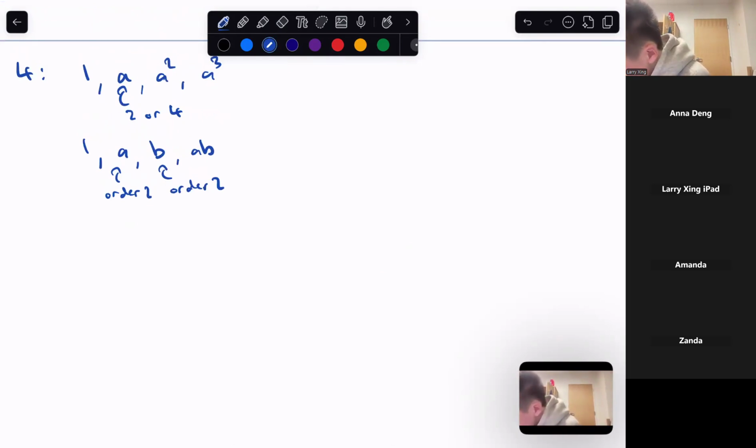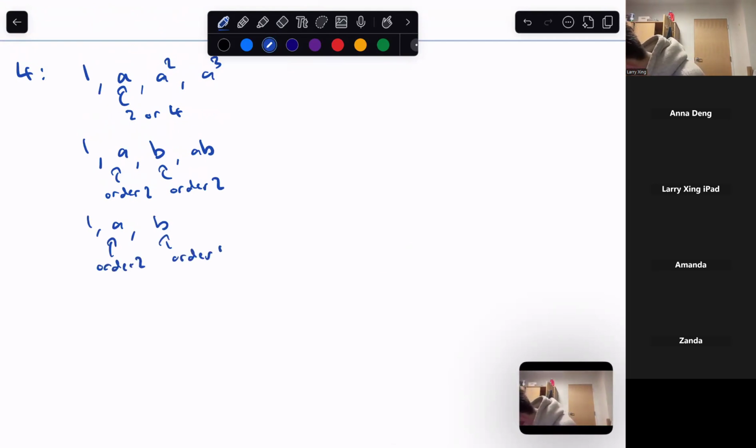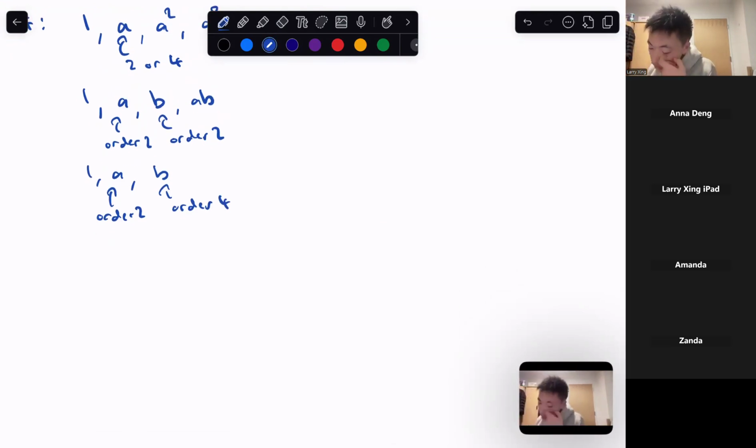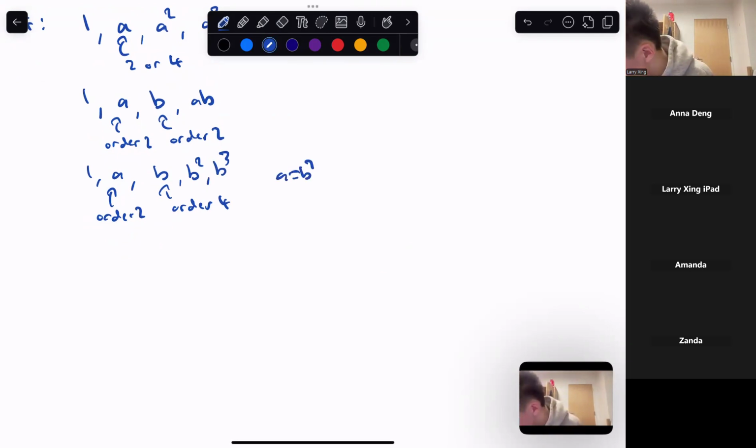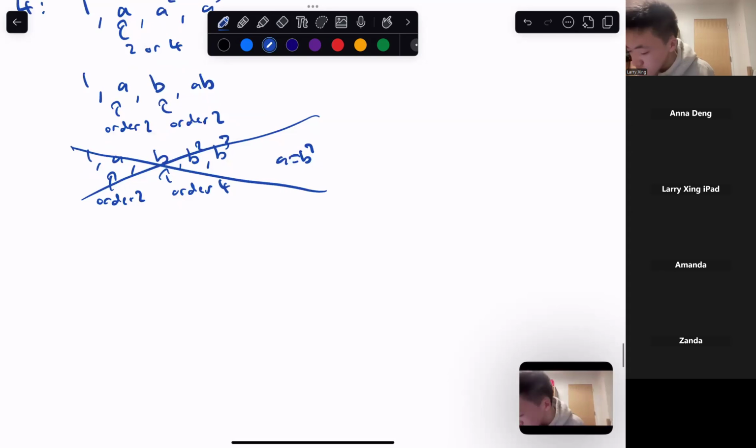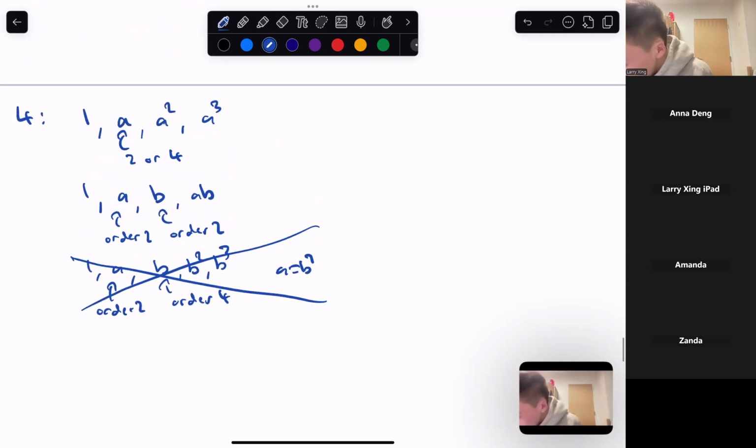But if B is order 4, so let's say B is order 4, then B must generate another group. B squared, B cubed. And now this is too many elements. So that means we know that A equals B squared. And so we can discard this case. So for 4, there are these two groups. This one isomorphic to Z4, and this one isomorphic to Z2 cross Z2.